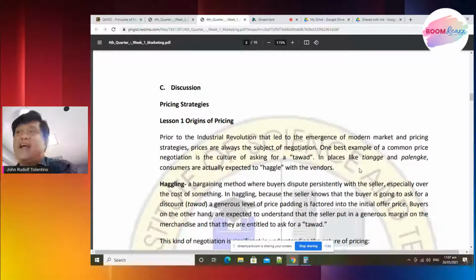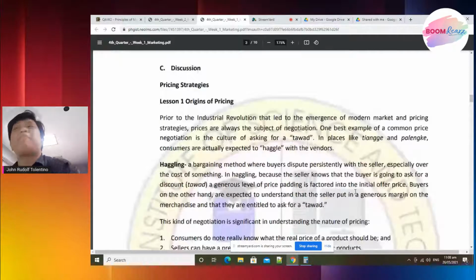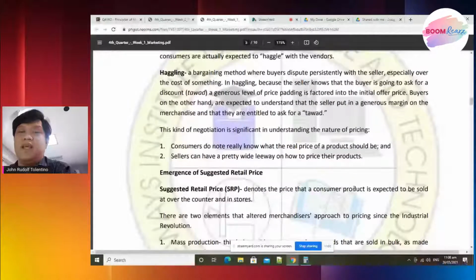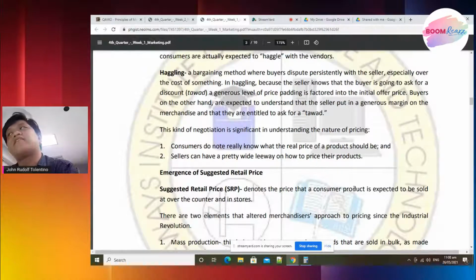So it's like in places like Changi or Palengke, consumers are expected to haggle with the vendors. Haggle means tawad. Okay, haggling is bargaining method. Kumbaga parang bidding. Okay, buyers dispute persistently with the seller, especially over the cost of something. In haggling, because the seller knows that the buyer is going to ask for a discount or tawad, a generous level of pricing padding is factored into initial offer price. Buyers, on the other hand, are expected to understand that sellers put a generous margin on the merchandise and are entitled to ask a tawad.